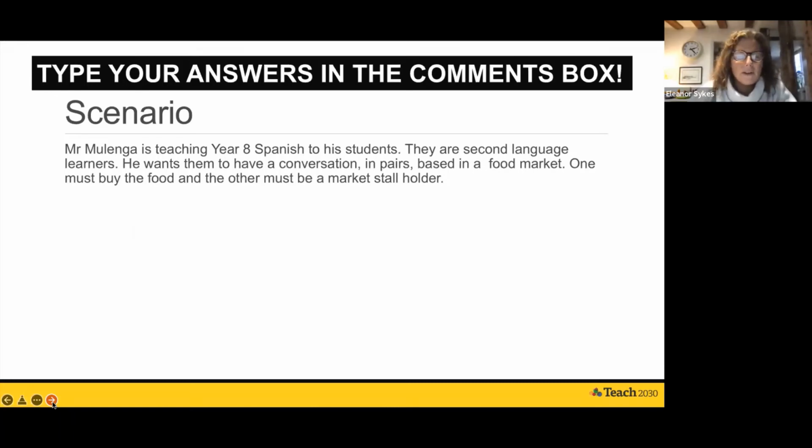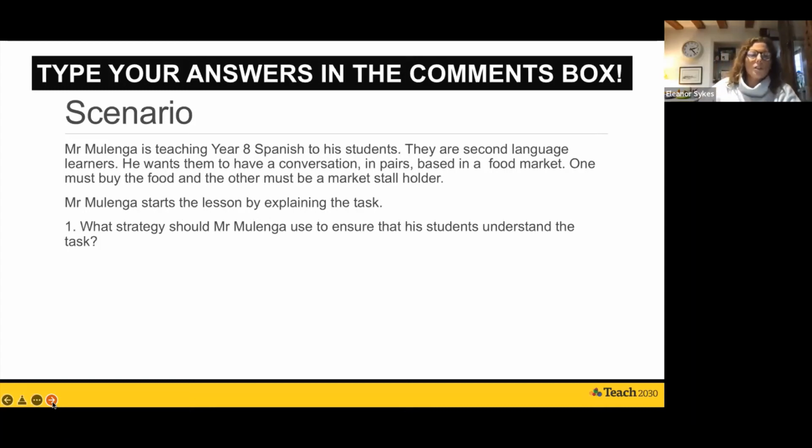We have a scenario here. Mr. Malenga is teaching Year 8 Spanish to his students. They are second language learners. He wants them to have a conversation in pairs based in a food market. One must buy the food and the other must be a market stall holder. Mr. Malenga starts the lesson by explaining the task. What strategy should Mr. Malenga use to ensure that his students understand the task?